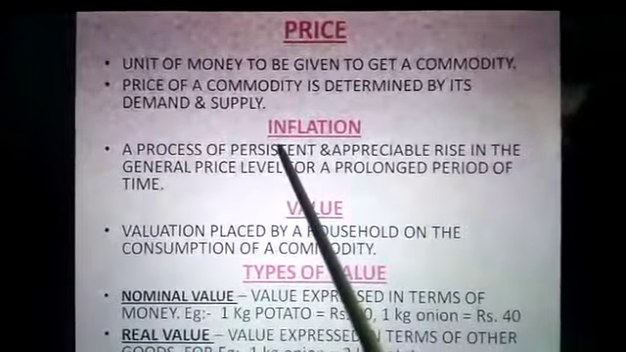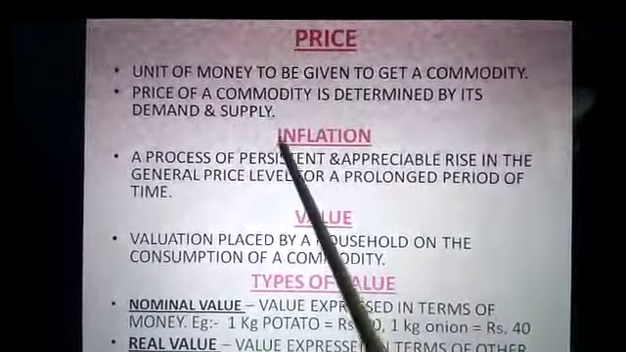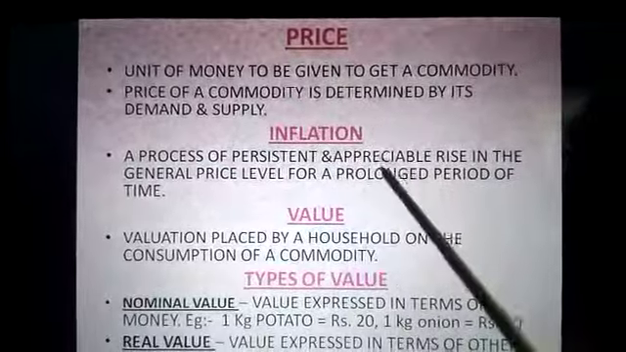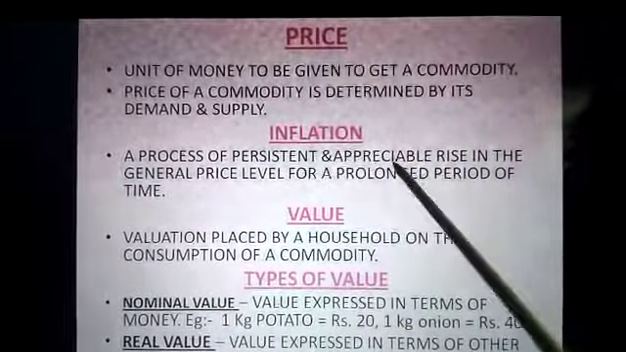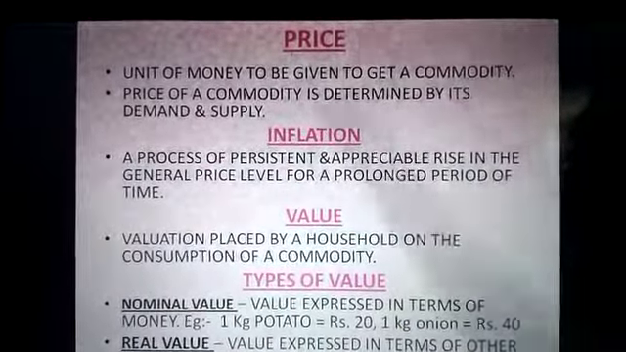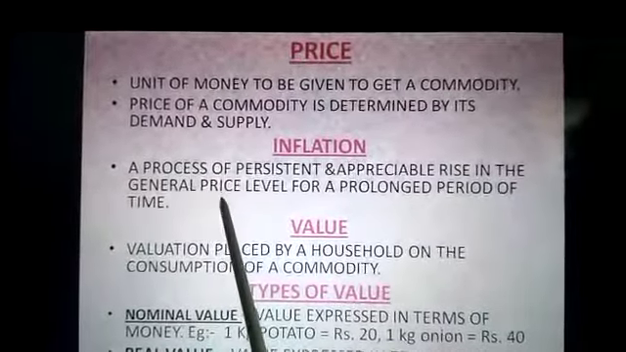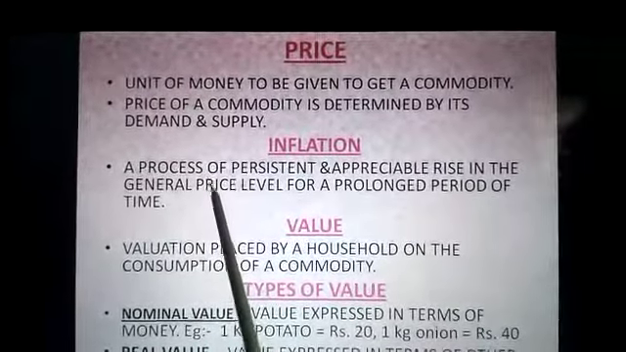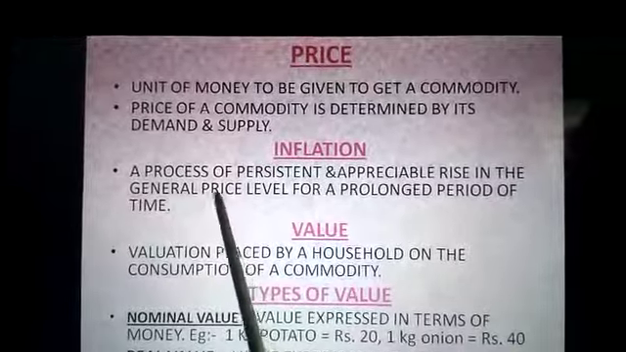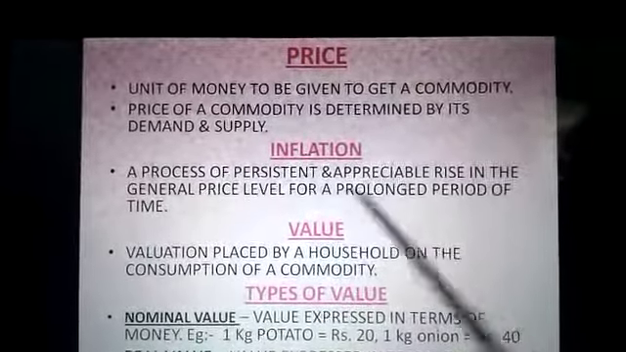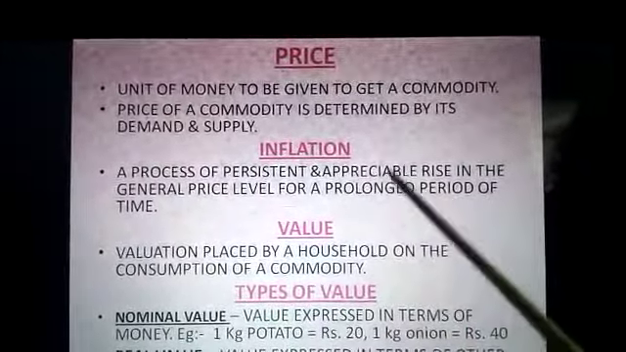Persistence means today it increased, tomorrow it decreased. That should not happen. Appreciable means not a very small rise in the price. General price level means price should not rise for just one product. It should rise for more number of products or for all the products. And price should rise for a longer period of time.